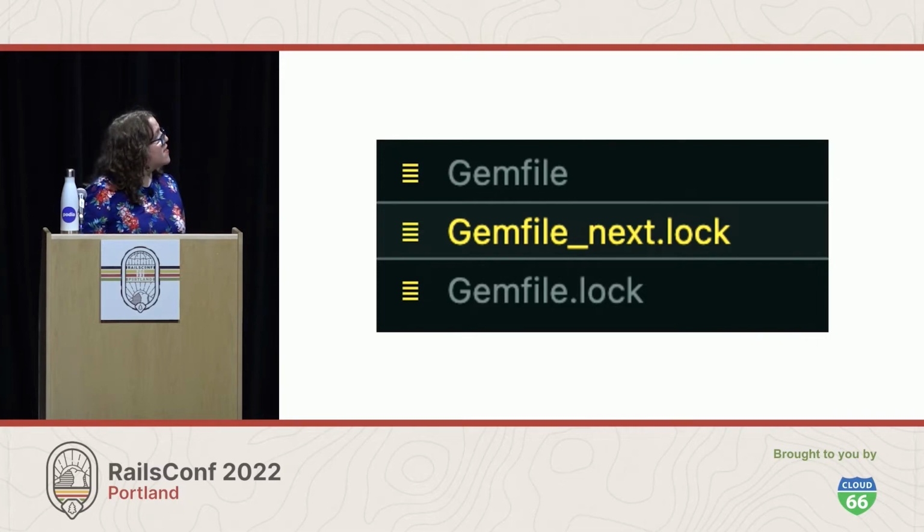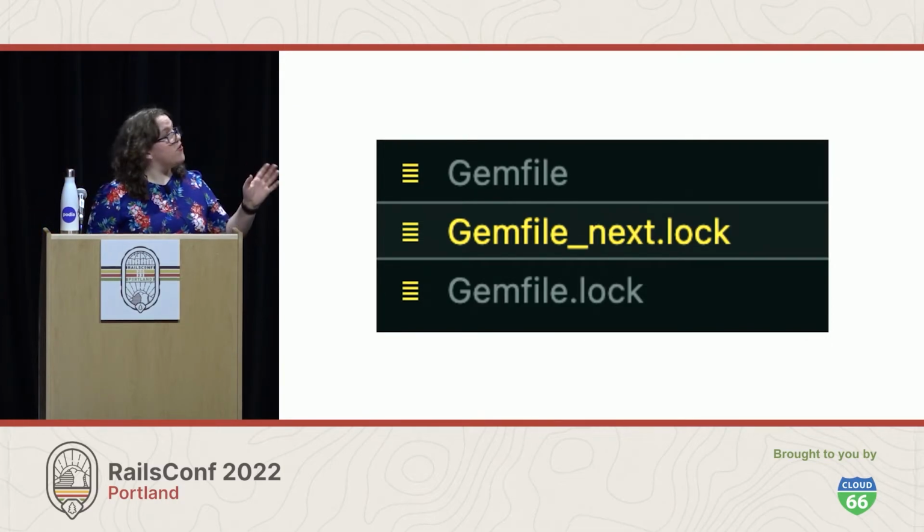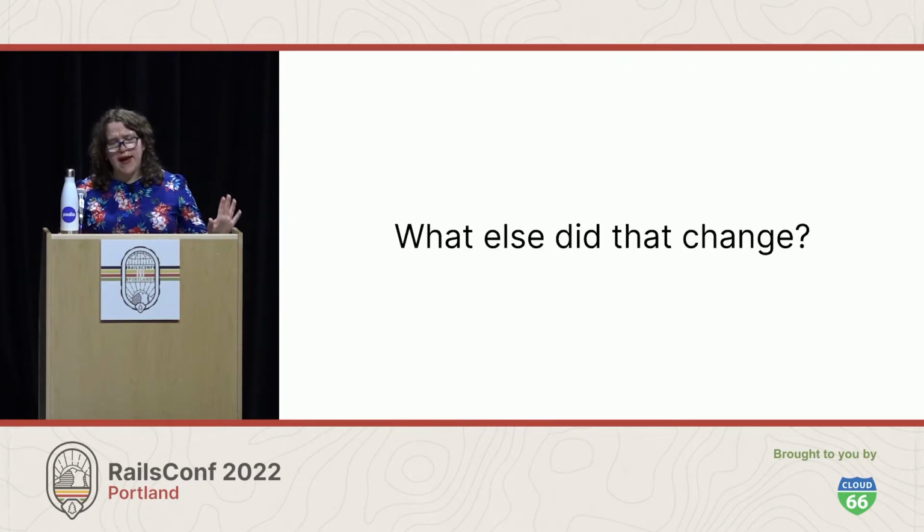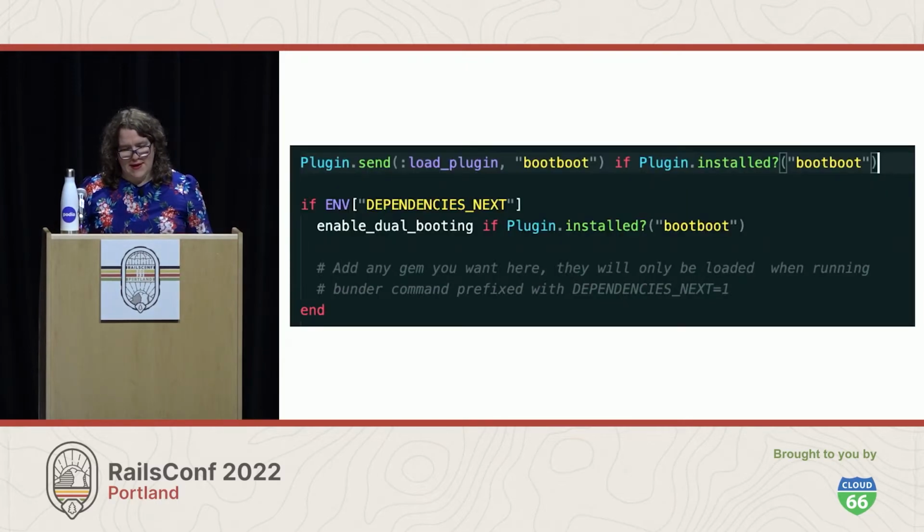What does that look like? Oh, hey, there it is in my file tree. At first, that file is going to look exactly the same as your Gemfile.lock file, but now we've got two separate files, and Bundler will know which one to use when you're on your next version. What else did that change, though? In the Gemfile, it added this handy-dandy code here to load the Boot Boot plugin, and then enable dual booting if the environment variable DEPENDENCIES_NEXT was present.